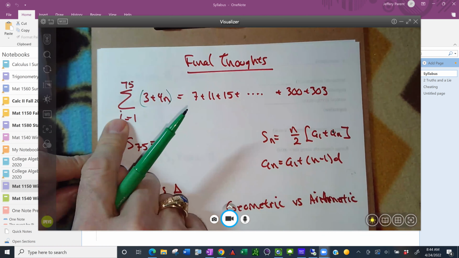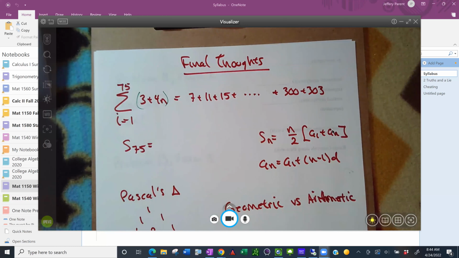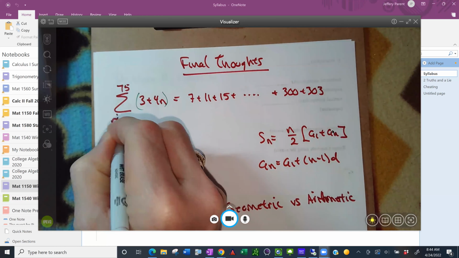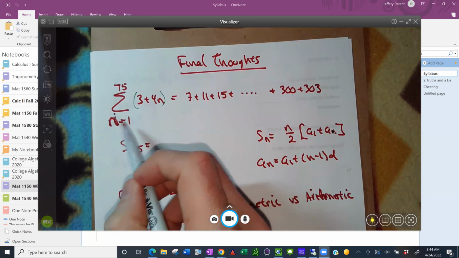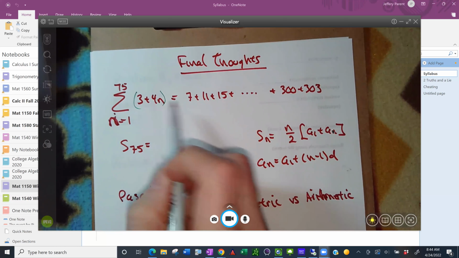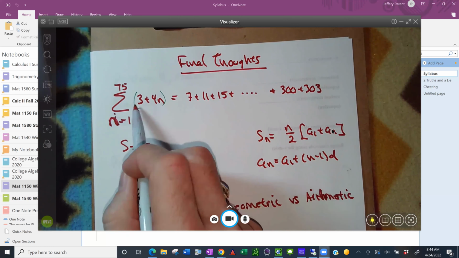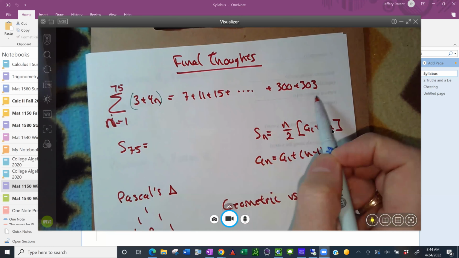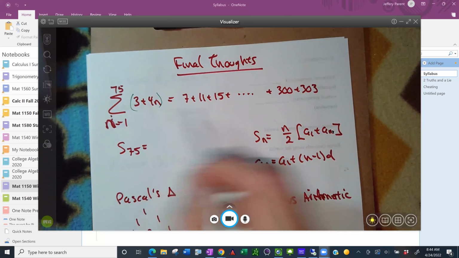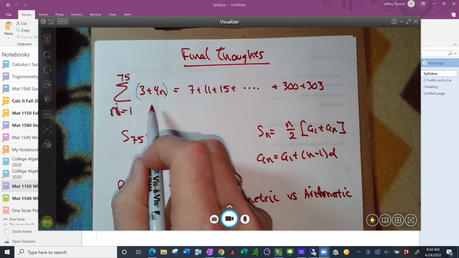This should probably be an n to match this over here. So let's fix that. Let's make that an n. So when n equals 1, put in a 1 here. 3 plus 4 times 1 is 7. When n equals 2, 4 times 2 is 8, plus 3 is 11, and so on, all the way up to 75. 75 times 4 is 300, plus 3 is 303. So that's how you could expand this sum, this series.